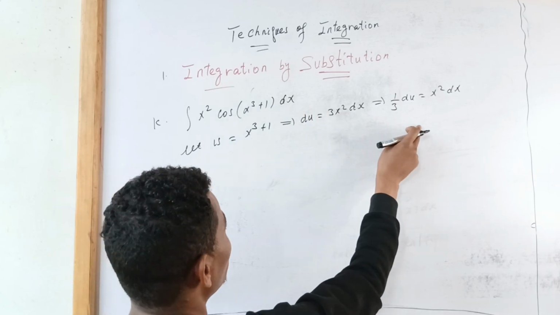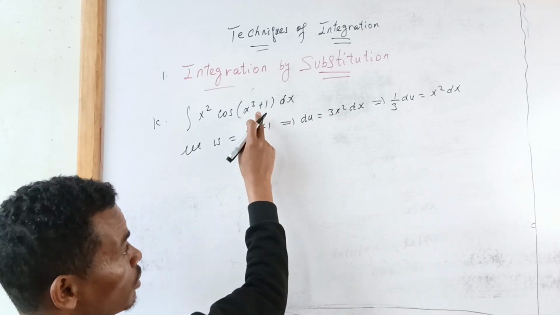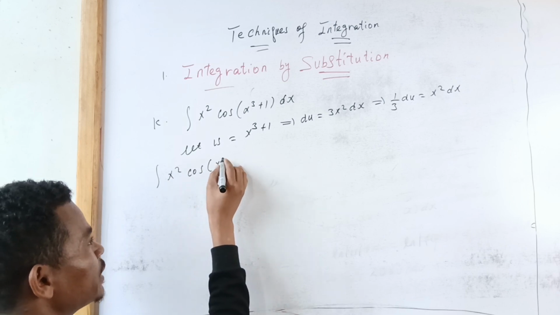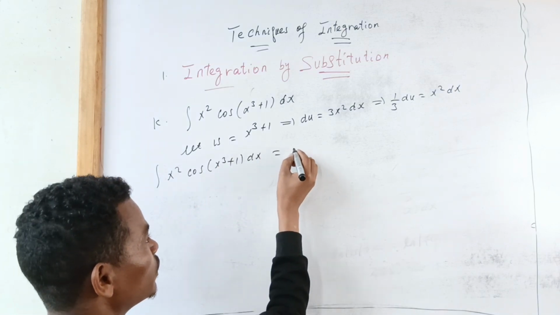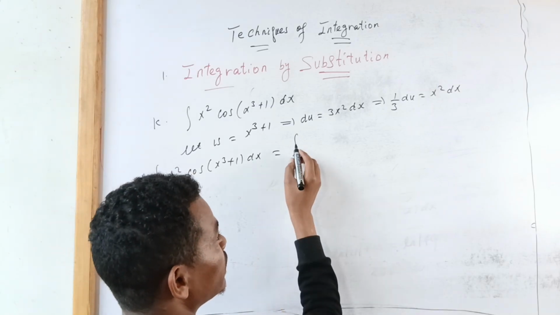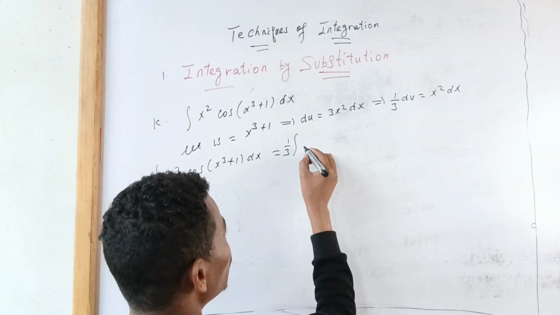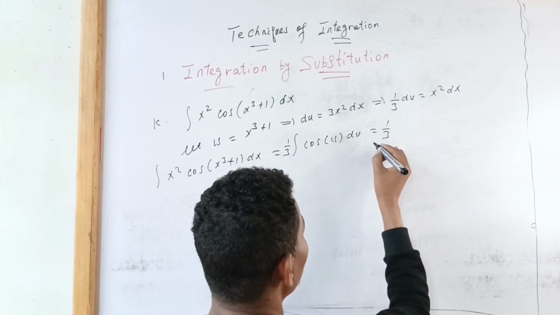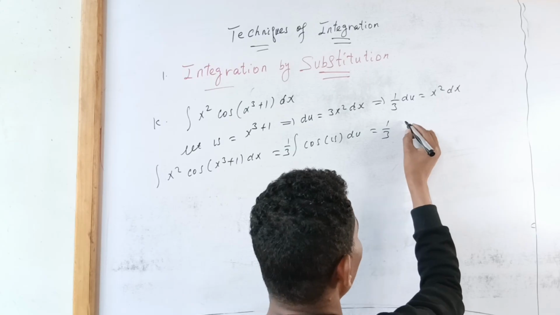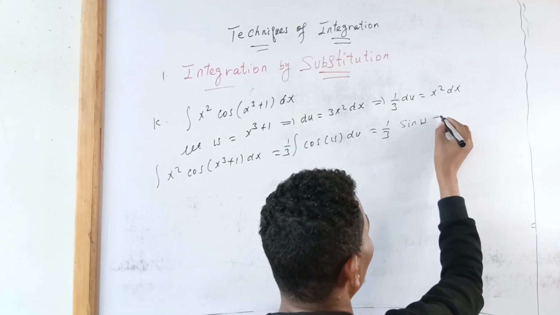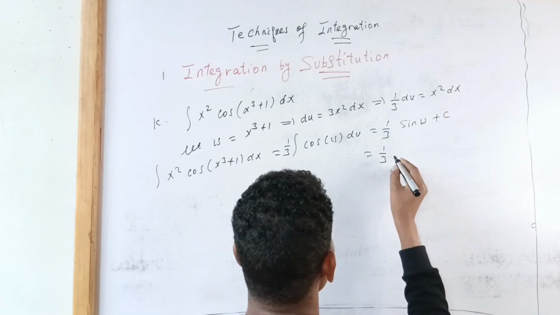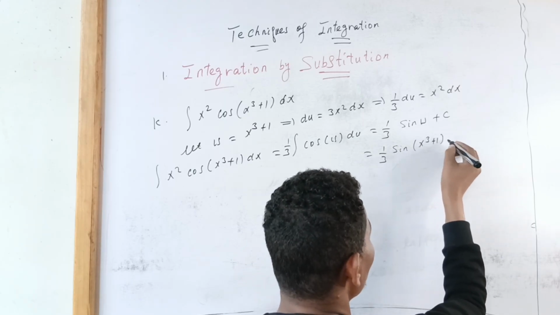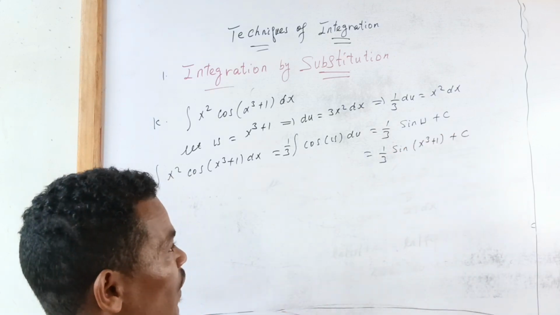In place of x square dx we substitute 1 over 3 du, and in place of x cube plus 1 we substitute u. That is the integration of x square cos of x cube plus 1 dx is equal to the integration of, taking 1 over 3 outside, cos u du. This is equal to 1 over 3 times the integration of cos u, which is sin u, plus c, that is 1 over 3 sin of x cube plus 1 plus any constant number c.